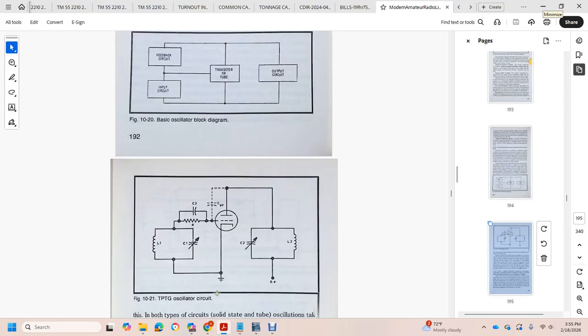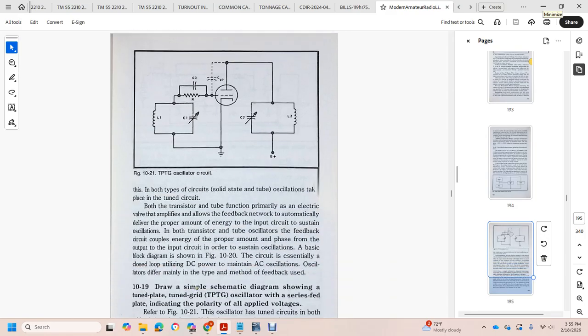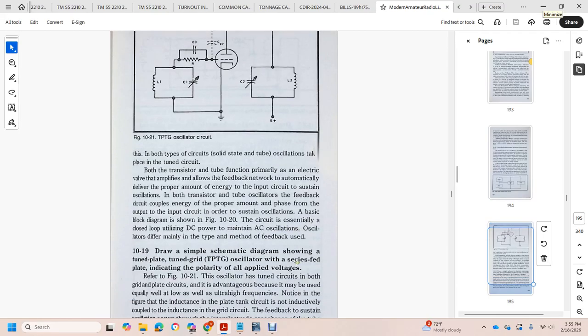So the TPTG oscillator, both types of the oscillator, take place with the tuned circuit, with both the transistor and the function of the primary electrical value with the amplifier, with the feedback network automatically supplying the proper amount of energy to the input circuit. Both types of oscillator, with the feedback circuit, comply with the proper amount of energy and phase from output to input circuit in order to sustain oscillation, based on the block diagram shown in figure 1020. It circulates essentially as a closed loop, with the DC power maintaining AC oscillation, differing by the type of method for the feedback used.